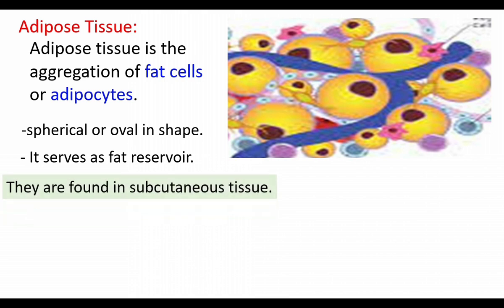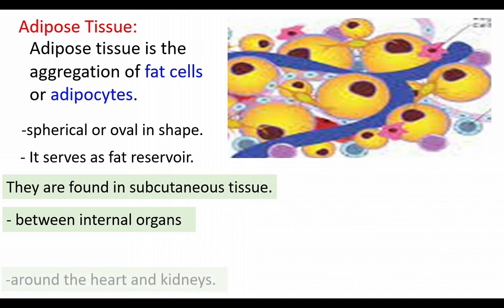This tissue is found in subcutaneous tissue. Subcutaneous tissue means the tissue found below the skin. The tissue found below the skin includes adipose tissue that stores fat. Adipose tissue is also found between internal organs. In between two organs, adipose tissue is present. The fat storing tissue acts as a sponge-like tissue in between organs.